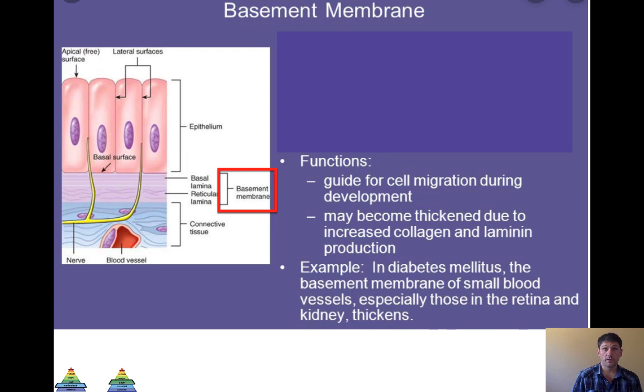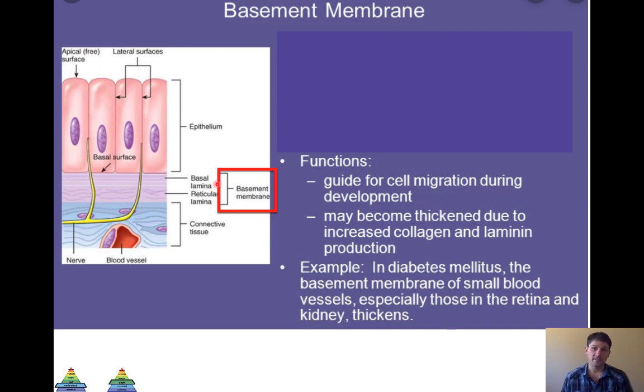Now, just to show you another perspective on this, here we can see some epithelial tissue. Our basal surface of that epithelial tissue is down here in contact with our basement membrane. You definitely need to know the term basement membrane, but you'll see the term basal lamina in a little bit. I'm not worried that you know that one. Basement membrane is down here, and below that we see connective tissue. Now, what is this basement membrane doing? It's a guide, kind of like a railroad track for helping cells migrate while they develop.